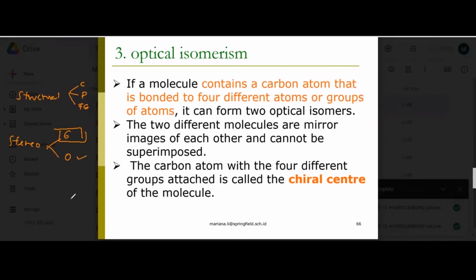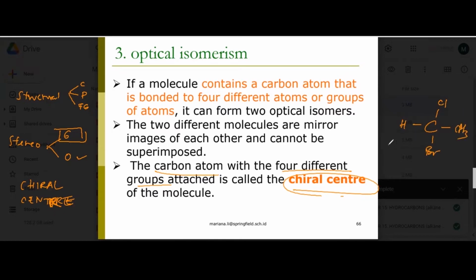For a compound to make optical isomerism, there's a requirement. The requirement is this compound should have a chiral center. What is a chiral center? A chiral center is the carbon that attaches to 4 different groups. So 4 different groups around this C, let's say H, Cl, Br, CH3, for example.